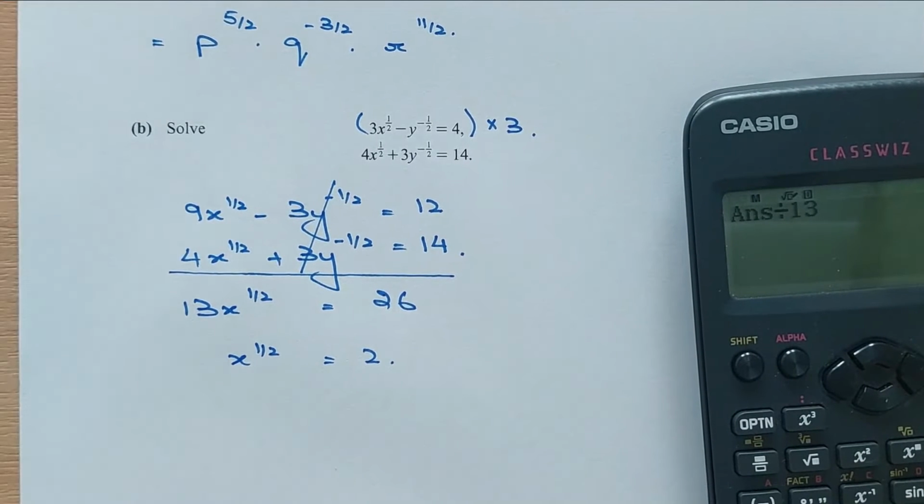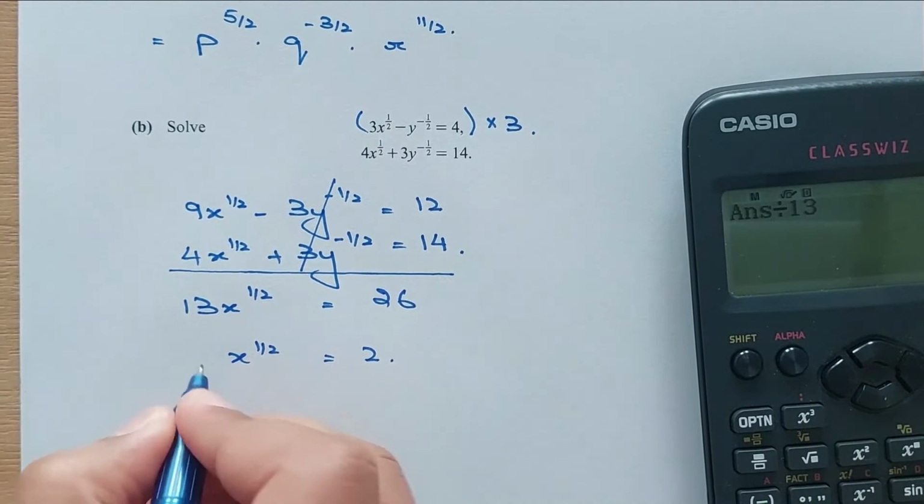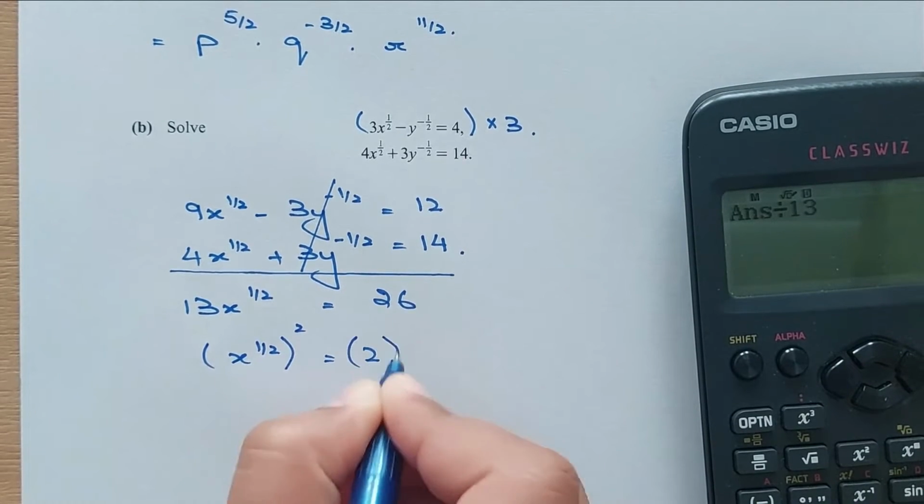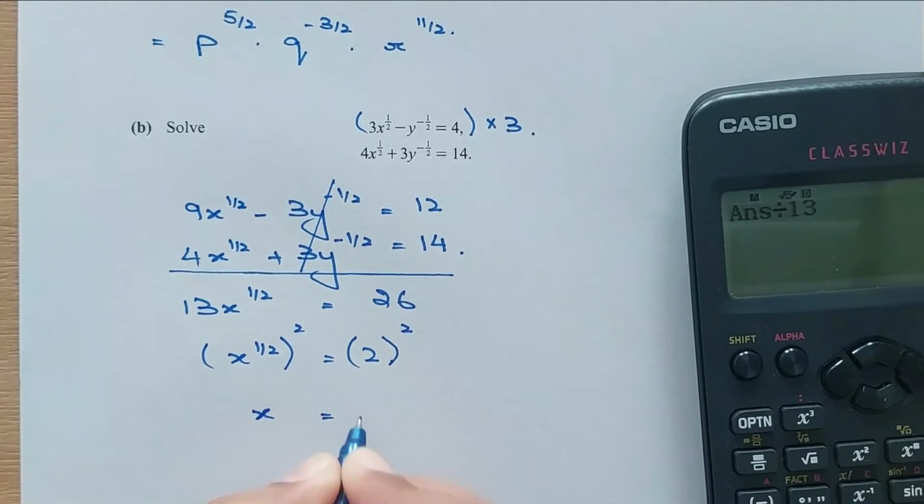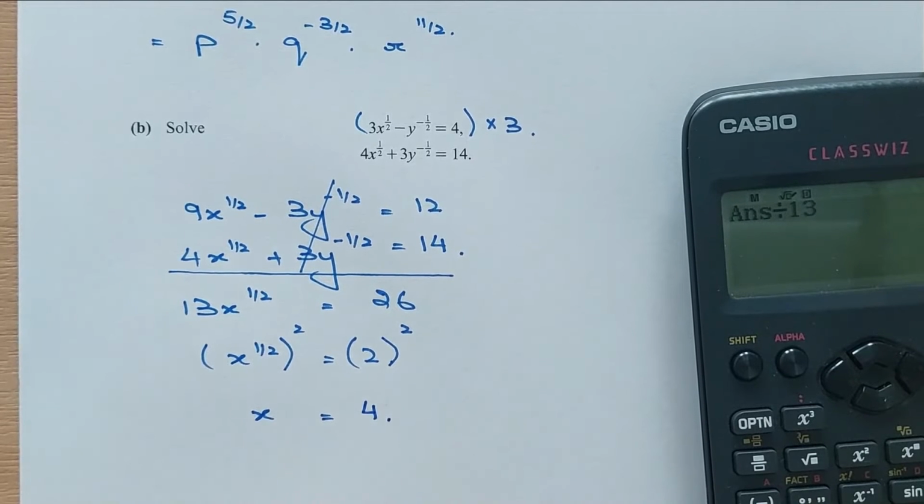So this is x^(1/2), and to get the value of x, we have to square both sides to get rid of this square root. So the x value is 4. The square of 2 is 4, right?